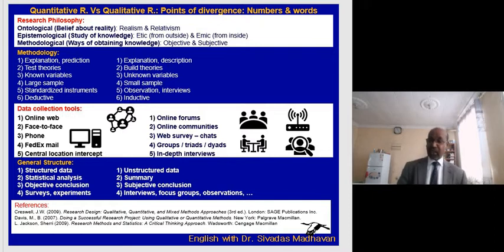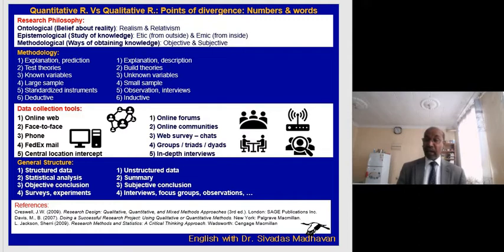And the second point is, there will be face-to-face interview, face-to-face interaction. But in the case of qualitative research, they are using online community. It is in the online community that they contact each other. And in quantitative research, you can use the phone to contact the people. Telephonic conversation is possible. But in the case of qualitative research, you can have web surveys and chats to get the information, to get the data for the research.